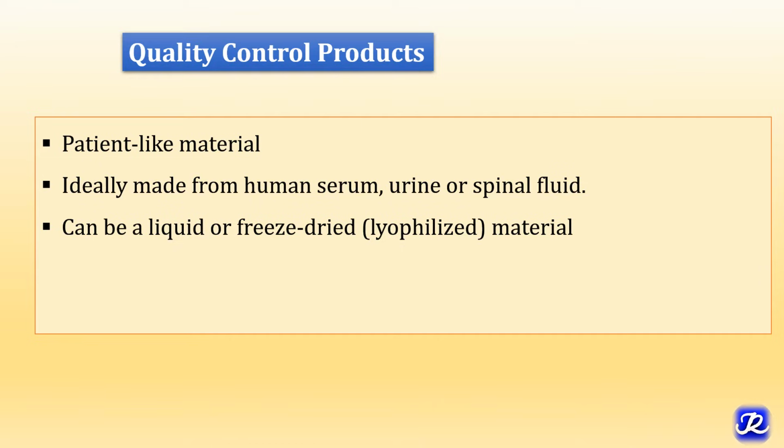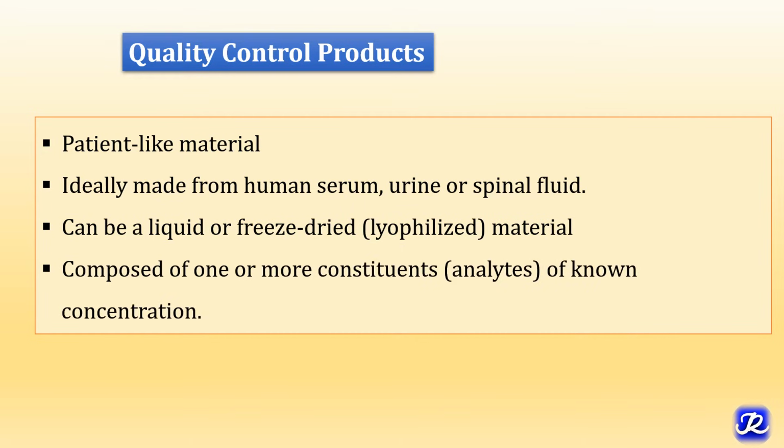These control products can be in the liquid form or freeze dried form, which is also called lyophilized material. A lyophilized material means it is in a powder form, and before use you have to add diluent to it and make it liquid. So we can get quality control products in liquid form or freeze dried form. Depending upon the procurement of a laboratory, both are available, and both have certain advantages and disadvantages.